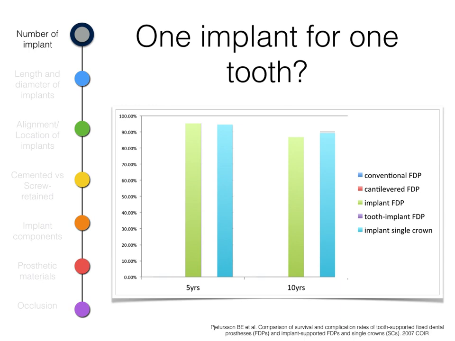At 5 years, they both have a survival rate of higher than 90 to 95%. At 10 years, they still have over 85 to 90% survival rate. Even though you can see the green one, the implant fixed bridge, is slightly lower than the implant single crown, statistically they do not have a significant difference. So it means that whether you place an implant for a single restoration or for an implant bridge, both options can work.